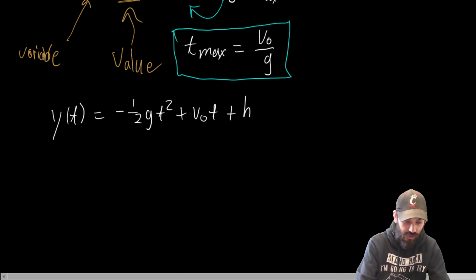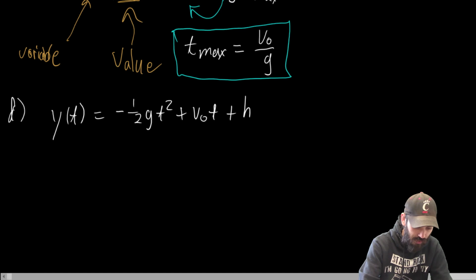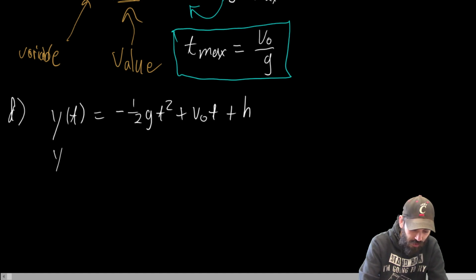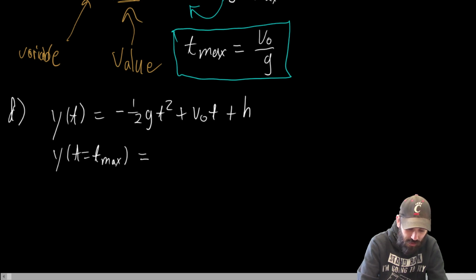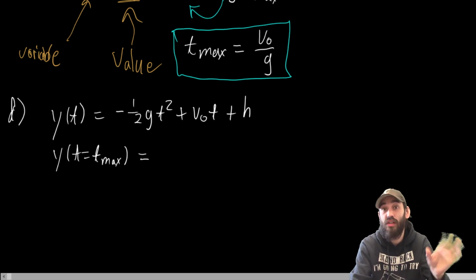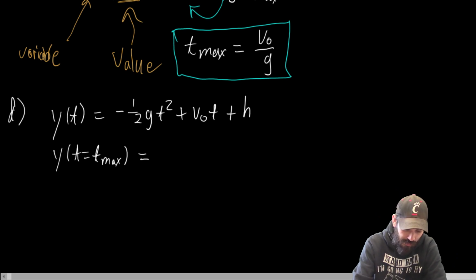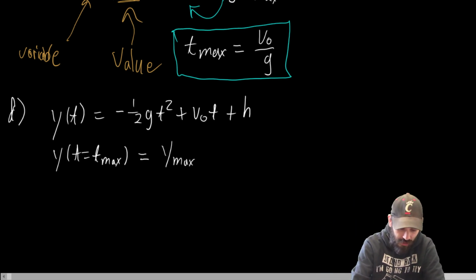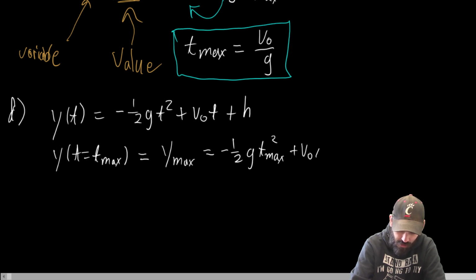Okay, so this is part D, I believe. Part D. Okay. So if we want to write this in terms of T max, what we would do is we would say y of t is equal to t max, and let's give this a name too. Let's call this y max. So the maximum height in y is just going to be equal to minus 1/2 g t max squared plus v naught t max plus h.